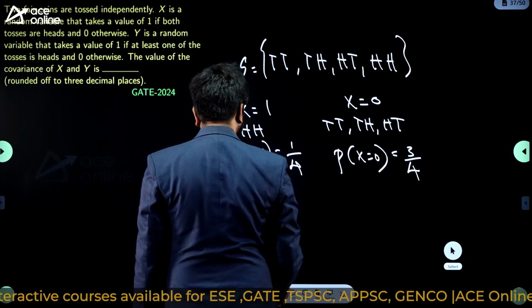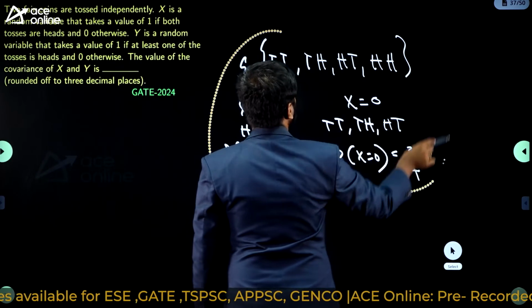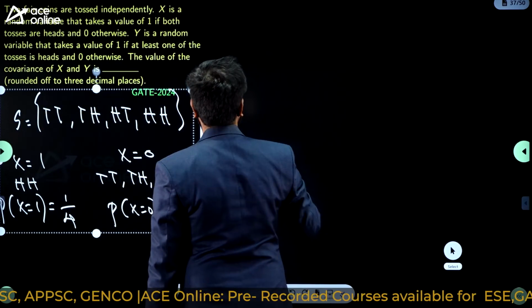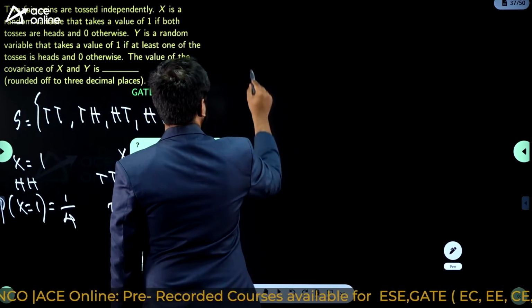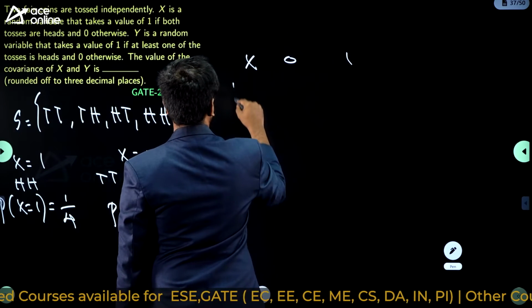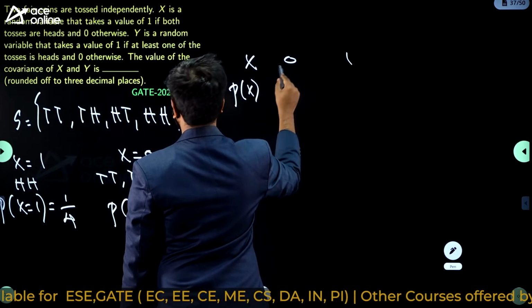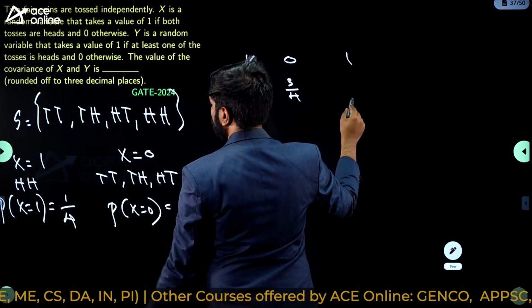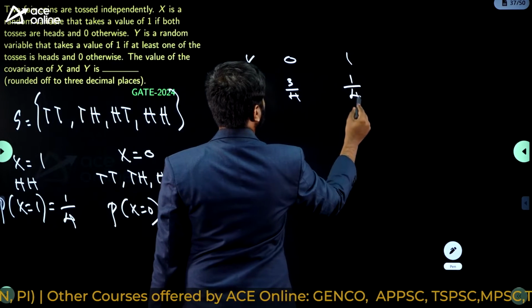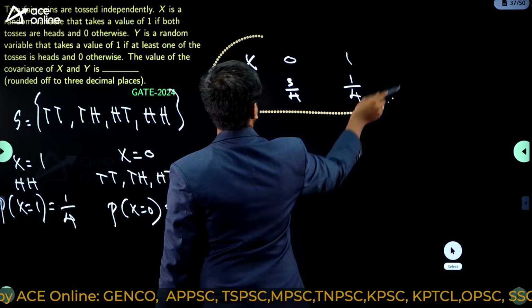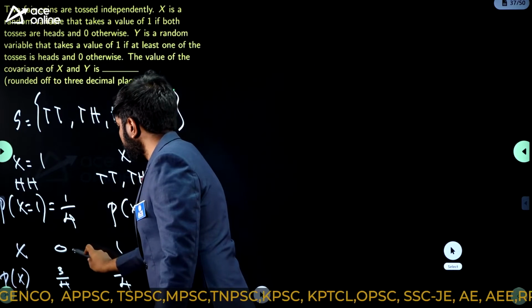Instead of all this information, you can keep it in a simple way like this. Instead of writing all this, you can simply write: x takes only two values, one is 0, other is 1. And what are the probabilities? The probability of x equal to 0 is 3 by 4 and the probability of x equal to 1 is 1 by 4. So this is the information that we need. It's a very important information, students. Let's keep this aside. This is about x.